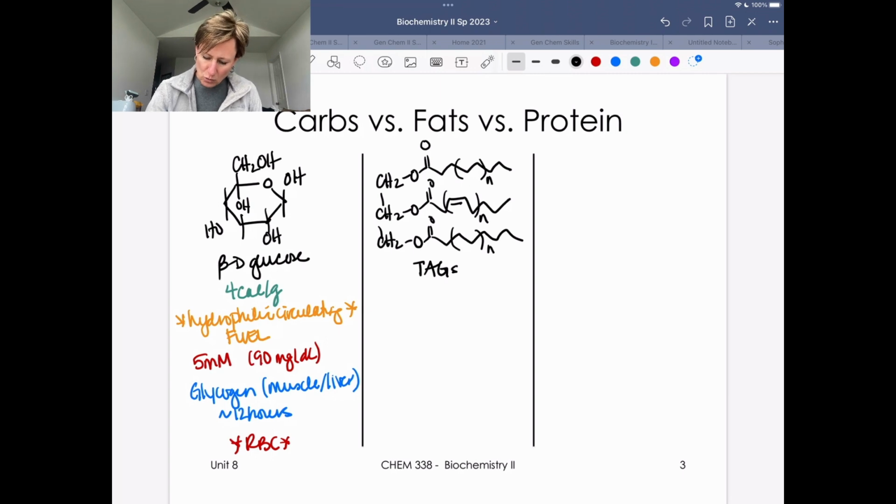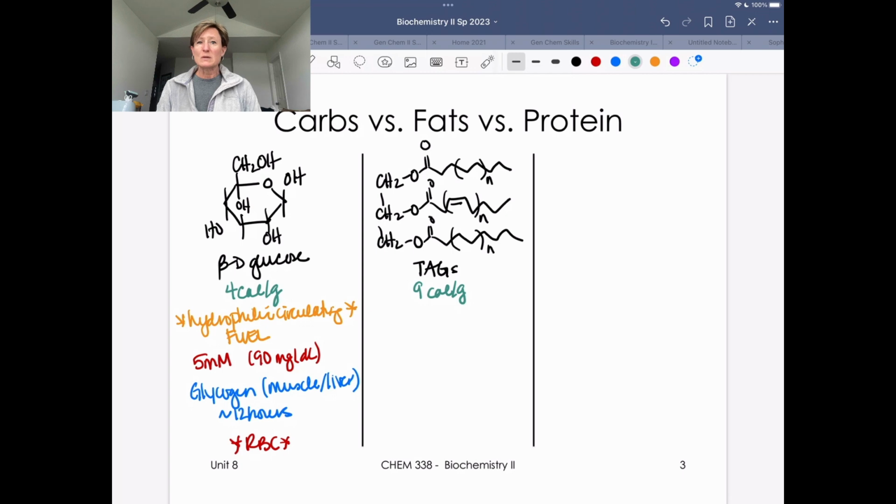But thinking about the caloric value of these, they are 9 calories per gram. A couple of reasons why they are worth more is they are less oxidized than carbohydrates are. So on that oxidation continuum from fully reduced hydrocarbons to fully oxidized carbon dioxide, they are further along the reduced side of that spectrum. So we are able to squeeze more energy out of them. So gram per gram, that's one of the reasons why they are worth more than carbohydrates.